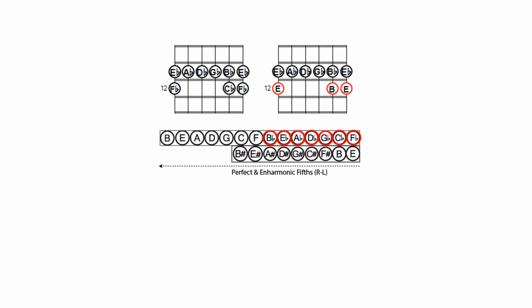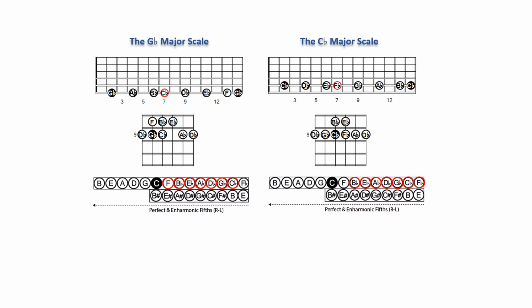Let's move on and talk about identifying flat fifths on the fretboard. Reading the highlighted notes in the chart below from right to left, we can identify the notes F flat, C flat, G flat, D flat, A flat, E flat, and B flat as flat fifths. Remember that F flat and E and C flat and B are enharmonic equivalents. As mentioned before, uncommon notes such as F flat and C flat only appear in advanced scales with many flats, such as the G flat major and C flat major scales.